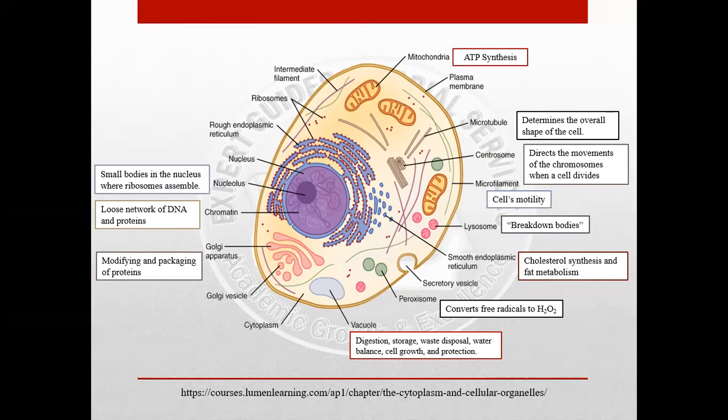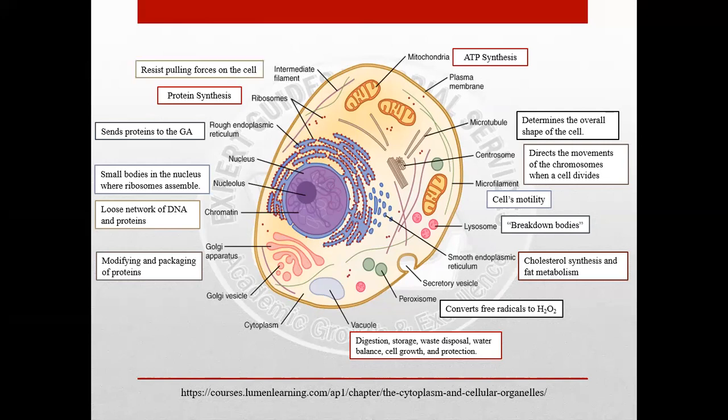Another part of the nucleus is the nucleolus, or plural nucleoli. These are small bodies in the nucleus where ribosomes are assembled. The rough endoplasmic reticulum is an endoplasmic reticulum studded with ribosomes, and its function is to send the proteins to the Golgi apparatus. The ribosomes are called the protein machineries of the cell because the ribosomes are responsible for synthesis of proteins. Lastly, we have the intermediate filament.